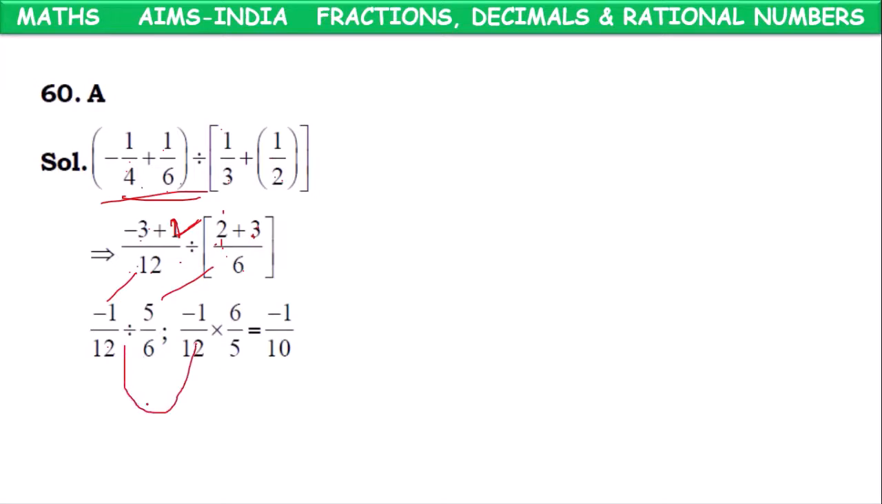Division can be written as multiplication. Then the next fraction becomes its reciprocal. Minus 1/12 into 6/5. 6 times 2 is 12. Minus 1, 2 times 5 is 10. So the answer is minus 1/10.